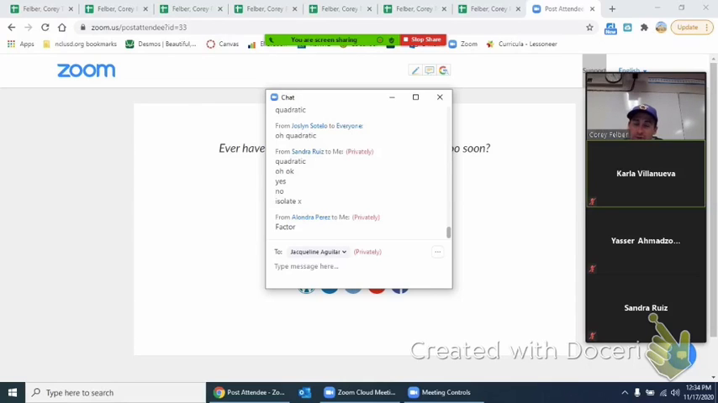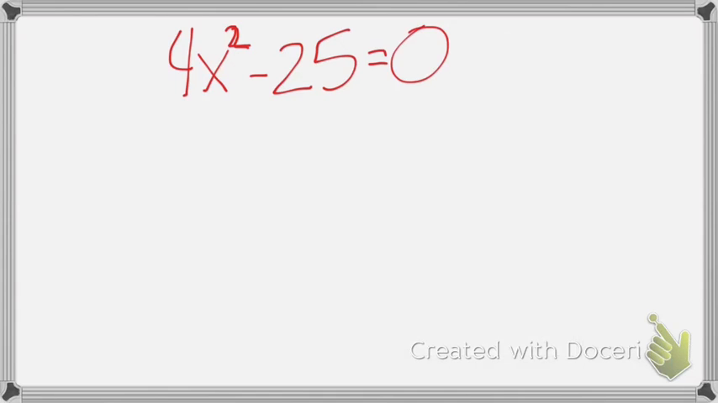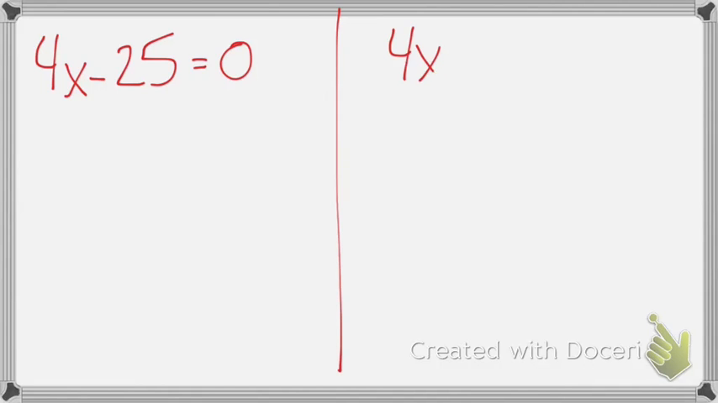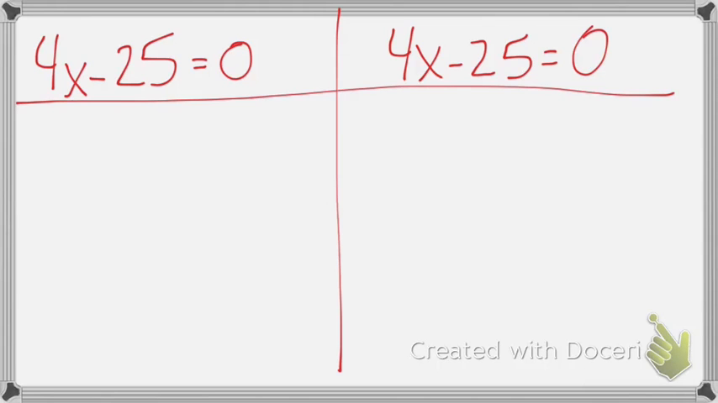Okay, so I have one person saying isolate x. I have one person saying factor. Okay, so we're going to do it both ways. All right, we're going to do it side by side so you guys can see what the difference is. Okay, so on the left, we're going to isolate x.